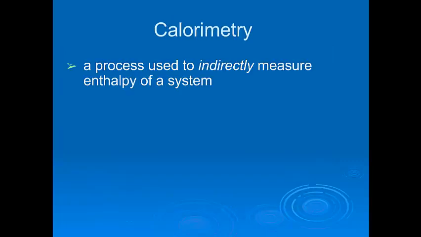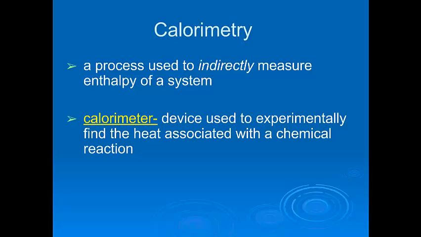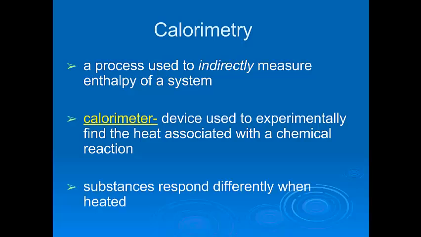So calorimetry is a process. It's an experiment that we can do that indirectly measures the amount of enthalpy in a system. Now, we can't just stick a thermometer or some other instrument in to measure the heat. So what we do is we use a device called a calorimeter, and it's usually something very simple. You'll see an example of it in just a second. But it's a device that's used to get at the amount of heat in a roundabout fashion, because there's no instrument to directly measure the heat. We have to measure the heat when it moves.